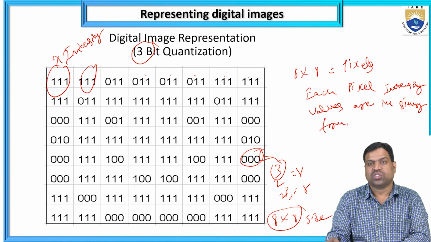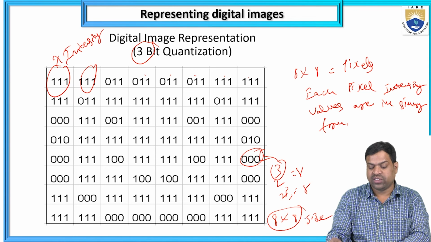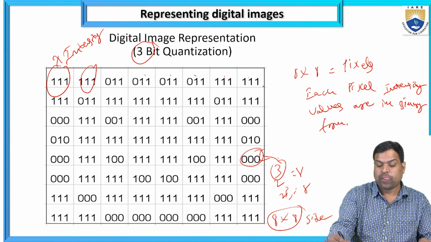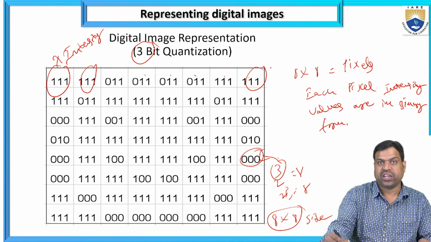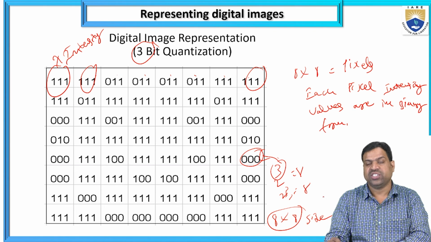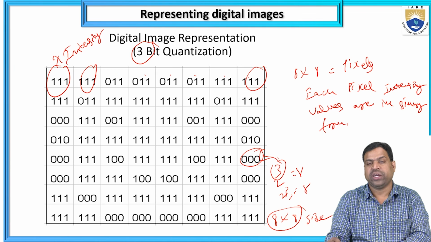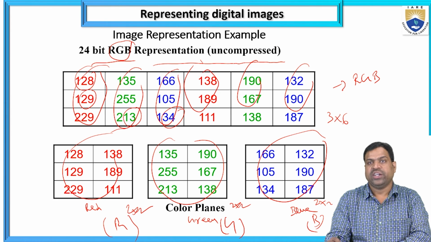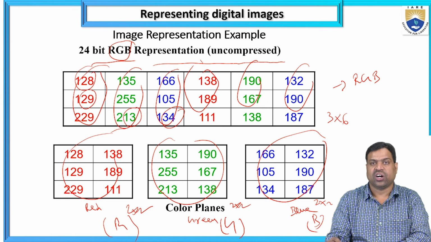This is one example of digital image representation in 3-bit quantization. So with 8-bit, 2 cube means 3-bit is possible. Each of the intensities I am taking as 3-bit. So in total 8 into 8 intensities in the form of binary. That is binary 3-bit quantization. It is a color quantization of 24-bit RGB, red, green, blue. And it is an image representation example, 24-bit RGB representation in the uncompressed form.